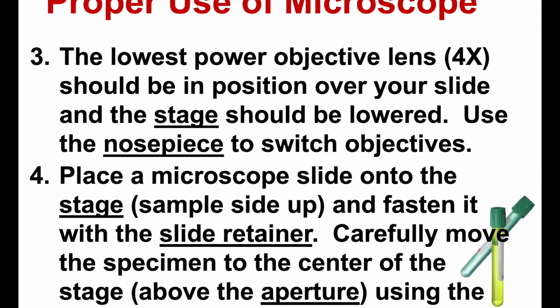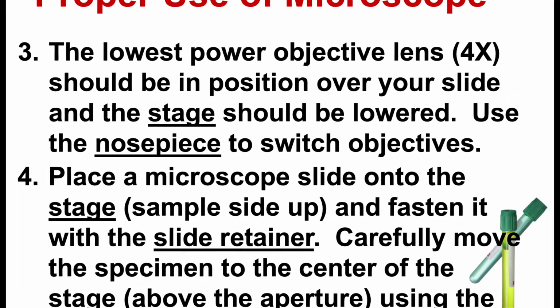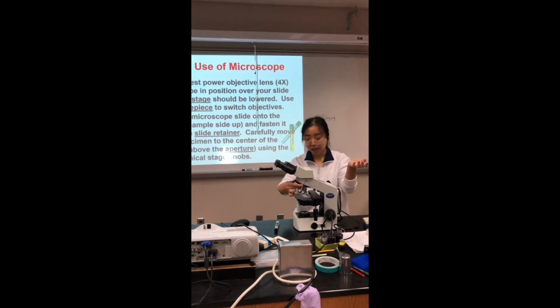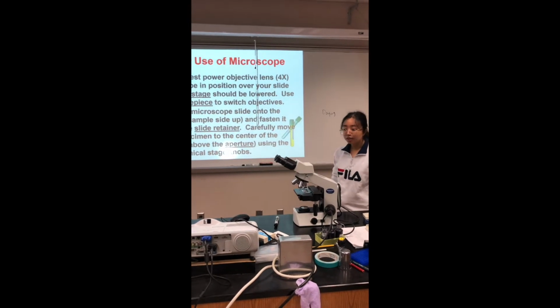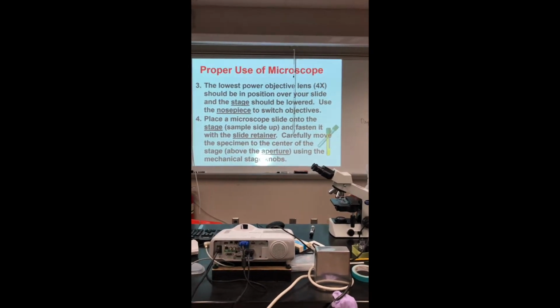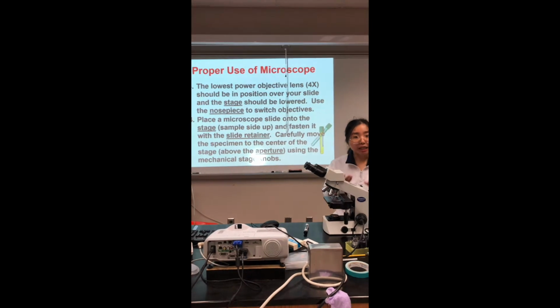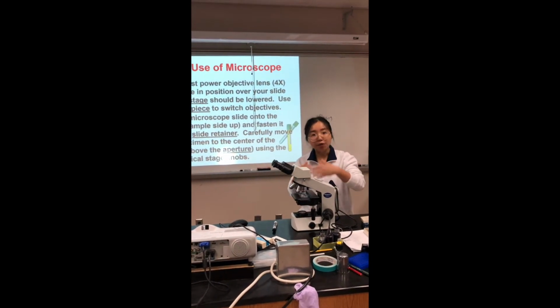We always have the 4 times in position. 4 times, let's record as red color. Objective lens 4 times in position. And when you begin using your microscope, you need to have 4 times in position.